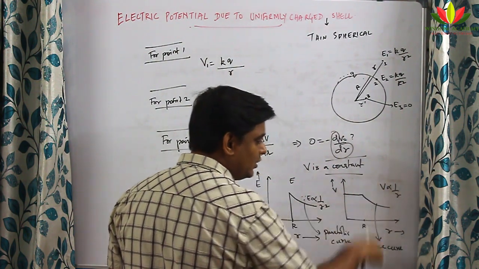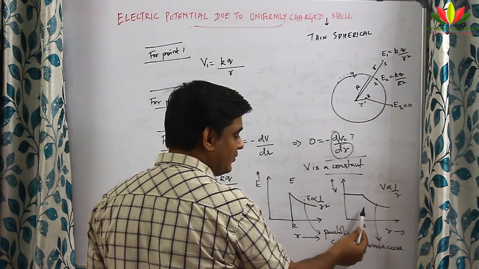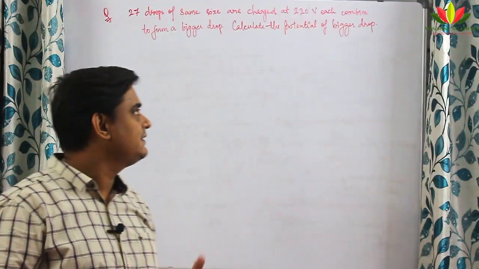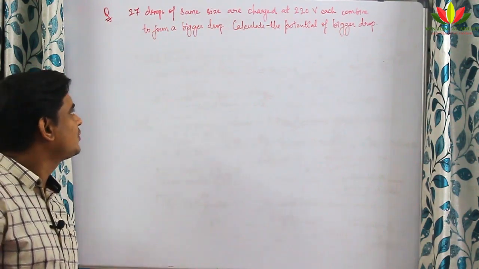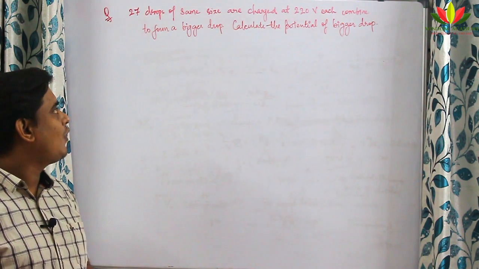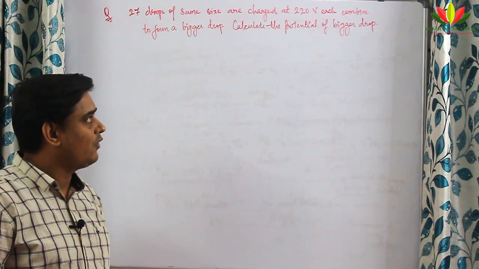So, V is proportional to 1 by R. So, this is the graph of V with R, this is the graph of E with R. Let us see one question now. 27 drops of same size are charged at 220 volt each, combined to form a bigger drop. Calculate the potential of the bigger drop.